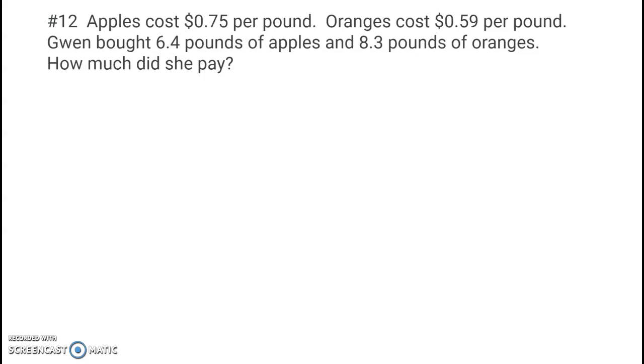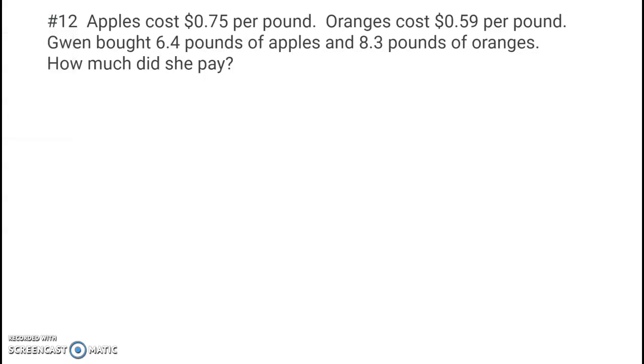Apples cost 75 cents per pound and oranges are 59 cents per pound. If Gwen bought 6.4 pounds of apples and 8.3 pounds of oranges, how much did she pay? So we've got to figure out how much she paid for each of these fruit and then add them together. I'm going to go ahead and color code these because I can.